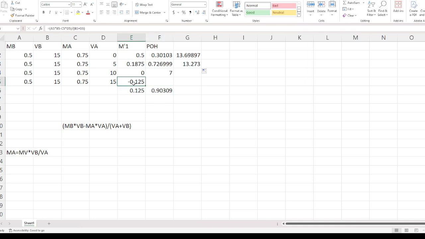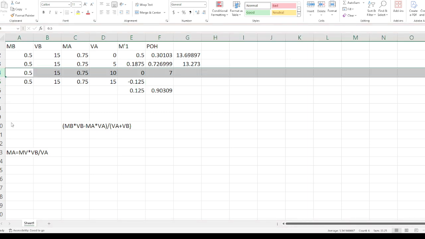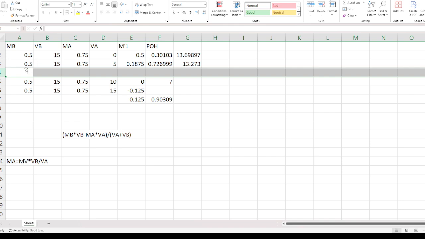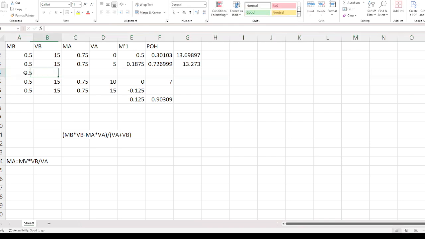So it becomes a rather simple situation at this point. I could ask you for any volume. Let's go ahead and add another one. I'll add a ridiculous one. So 0.5, 15, 0.75, and I'm going to say at 9.5. I'm just about at the equivalence point. At 9.5, what is the pH?